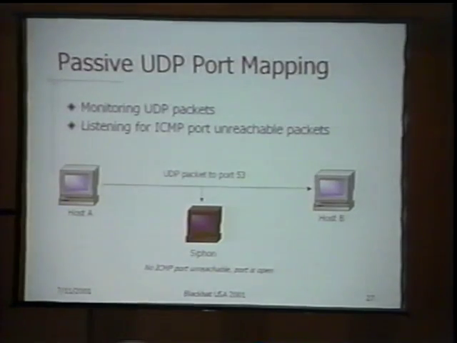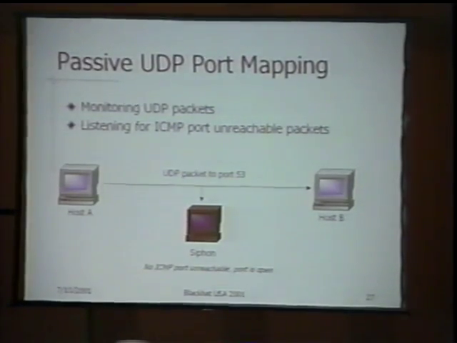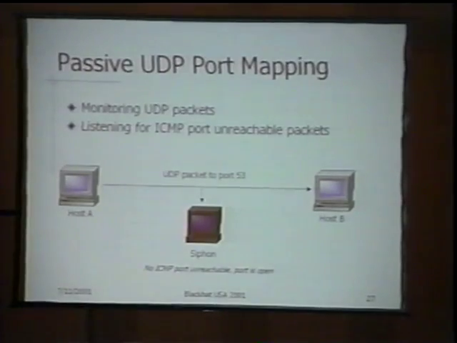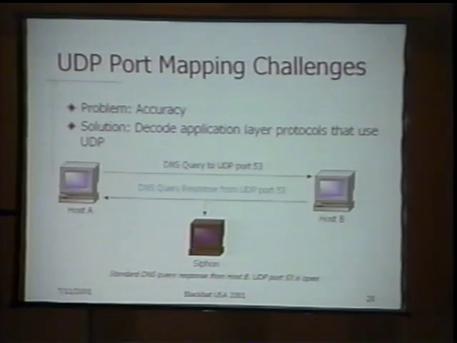Next, we do passive UDP port mapping, and this can be done just like active does, but basically waiting for the other host to send the packet rather than you send the packet. So our software will monitor UDP packets and then listen for ICMP port unreachables. Big problems with this because it's not very accurate. Some ICMP port unreachables sometimes don't get past firewalls, etc., so we might falsely assume that a port is open.